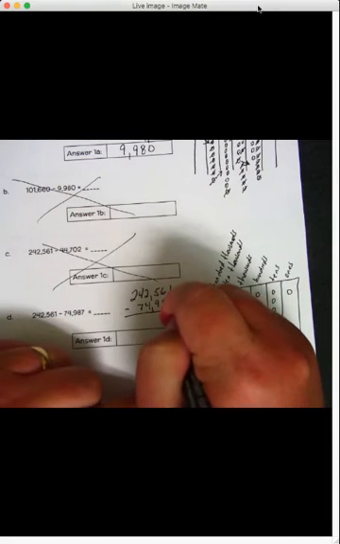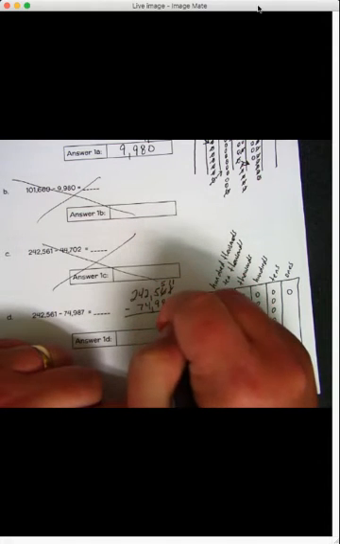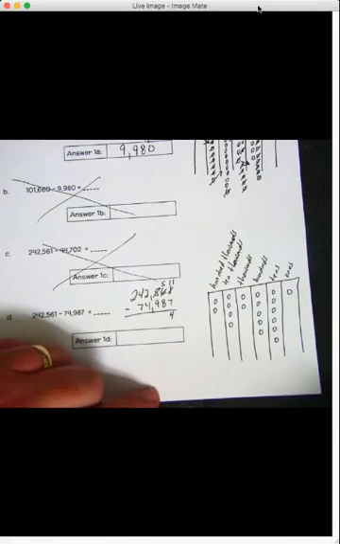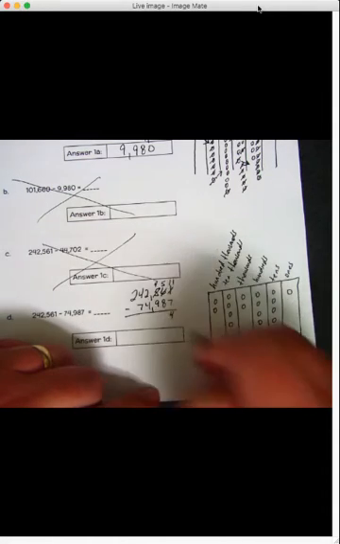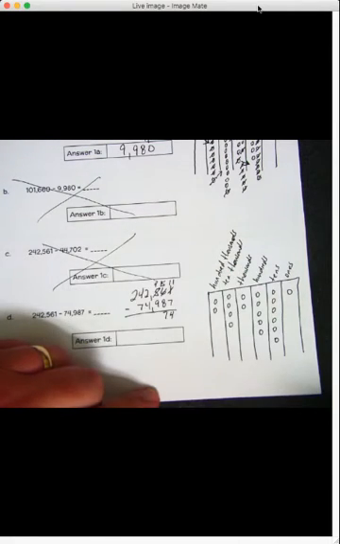All right, so I can't take 7 away from 1, so I've got to borrow from the 6. It makes it a 5. It gives me 10 more 1s, so I have 11 now. 11 minus 7 is 4. I can't take 8 away from 5. I've got to borrow from the hundreds place. It leaves us 4 hundreds. It gives me 10 more 10s, so now I have 15 10s. 15 minus 8 is 7.